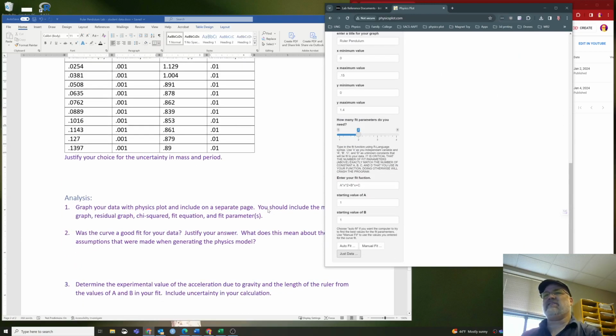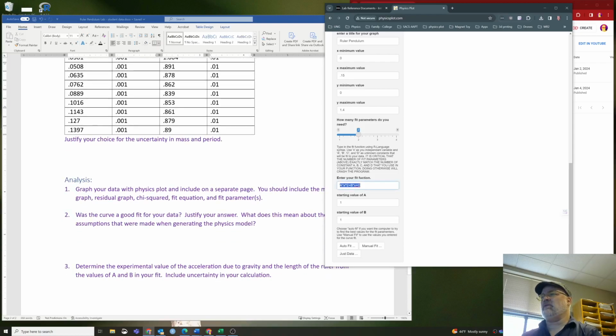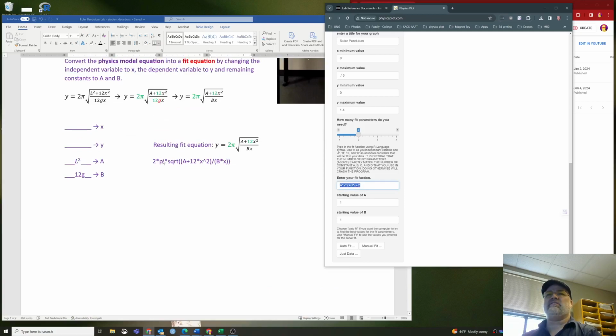All right, next thing is to put in the fit. So we want this equation. So 2 times pi times the square root of a fraction, right? So you see I've got the square root of the blue thing, and the blue thing is a fraction. And the top of my fraction is going to be a plus 12 times x squared. And the bottom of my fraction is going to be b times x.